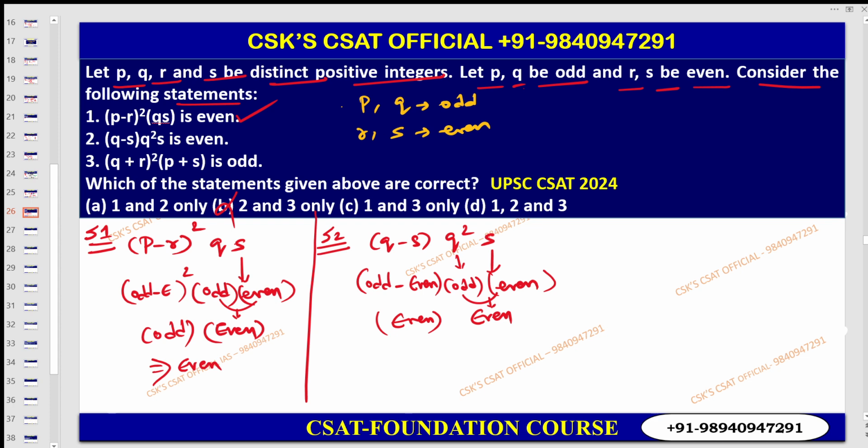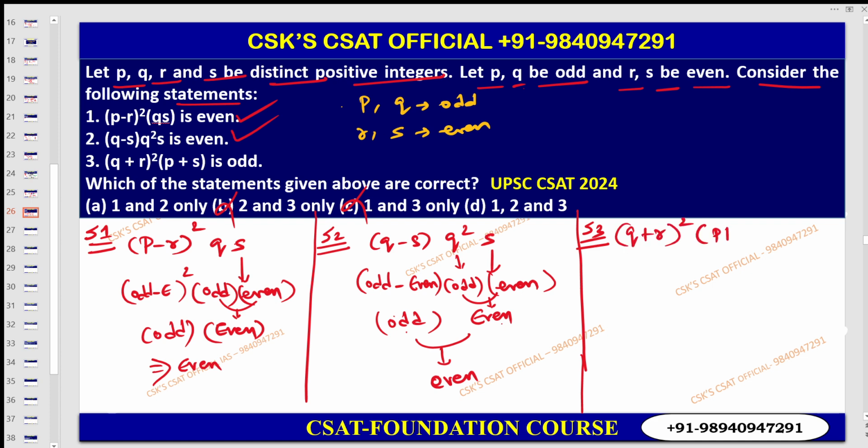Odd minus even is again odd. So therefore this is odd. Sorry, odd into even is nothing but even. So this is also correct. So therefore 1 and 2 are correct, so C is eliminated. Now you have to check statement number 3.